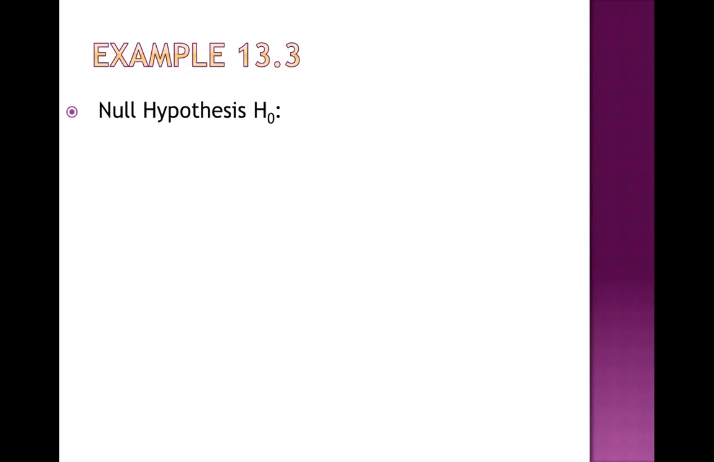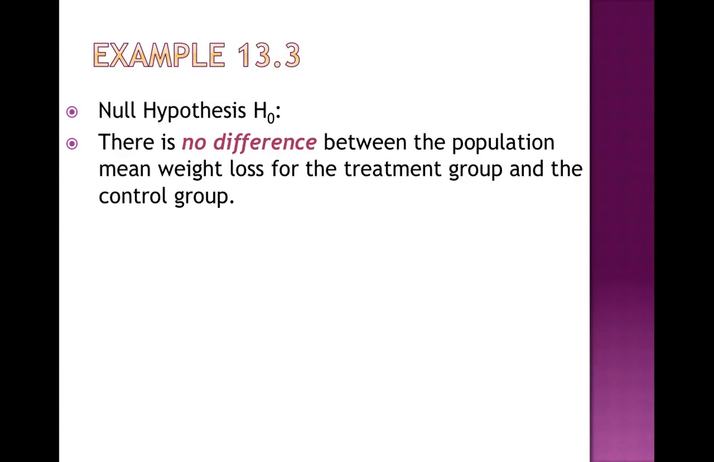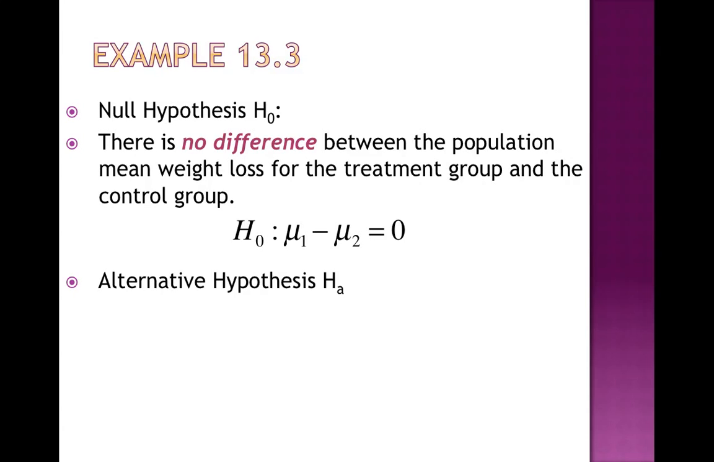The null hypothesis is going to state that there is no difference. There is no difference between the population mean weight loss for the treatment group and the control group. Okay, so you're always going to begin with the words, there is no difference between the population mean, and then you'll state what the 2 groups are. So in the last problem, it was Southern brides and Northern brides. In this problem, it's weight loss for the treatment group and the control group. And symbolically, we're going to state that mu sub 1 minus mu sub 2 equals 0. No difference.